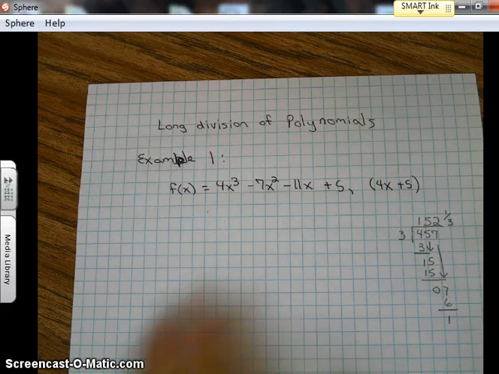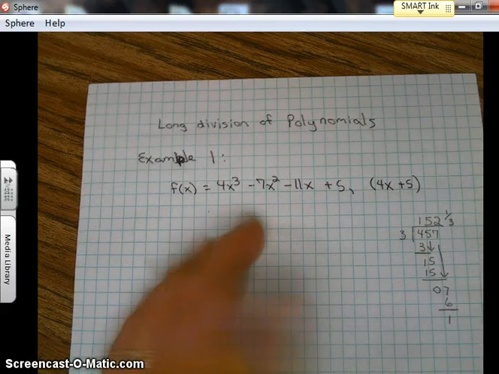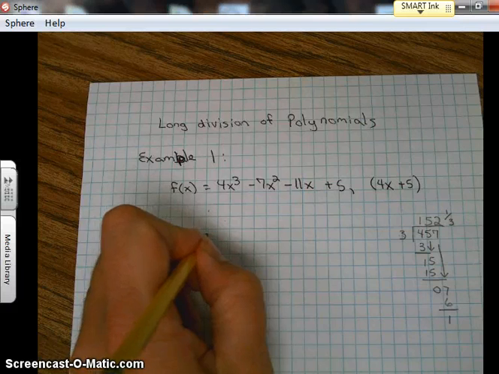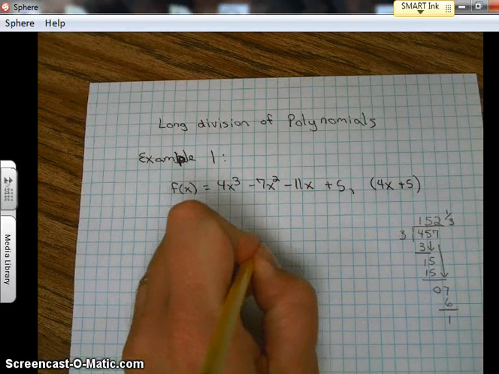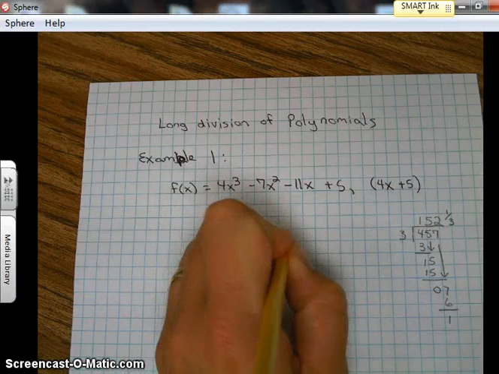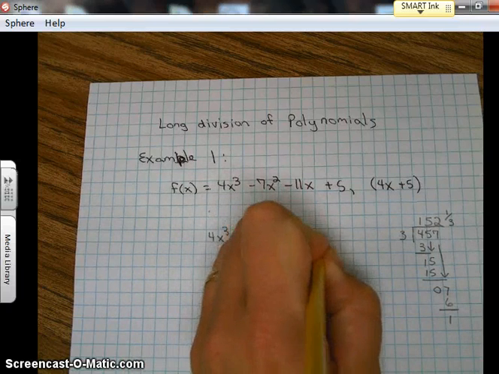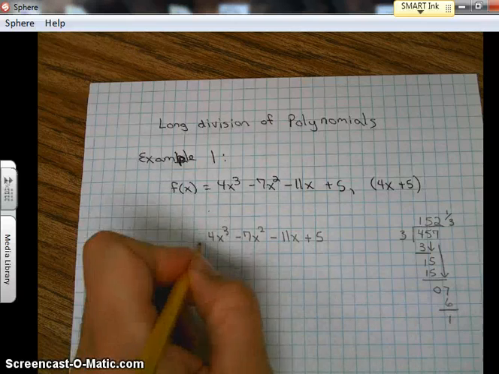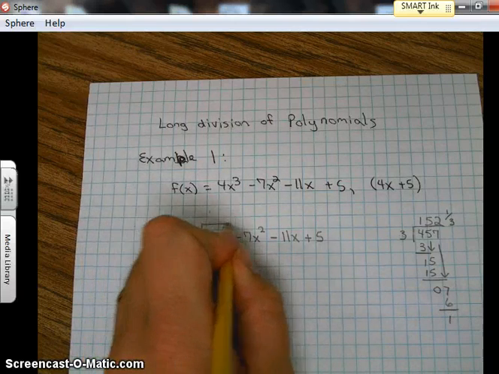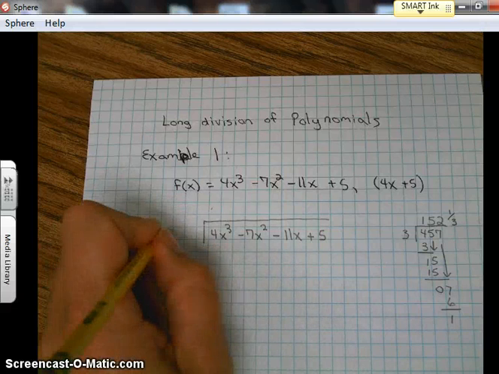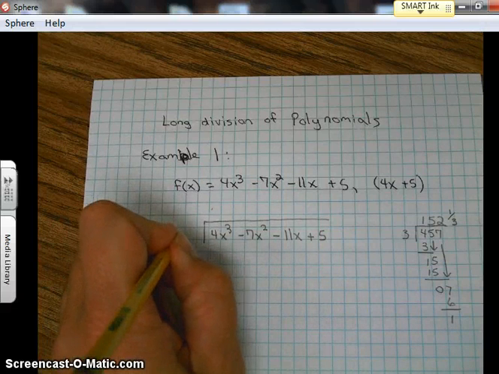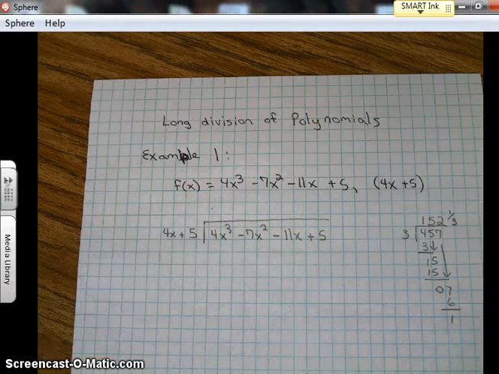So we got 1/3. So 152 and 1/3. Now we do this process similarly. So we're going to take 4x cubed, and we're going to divide that. So we're going to do a dividing symbol, and we're going to divide it by 4x plus 5. Okay, so this is the way you do this.